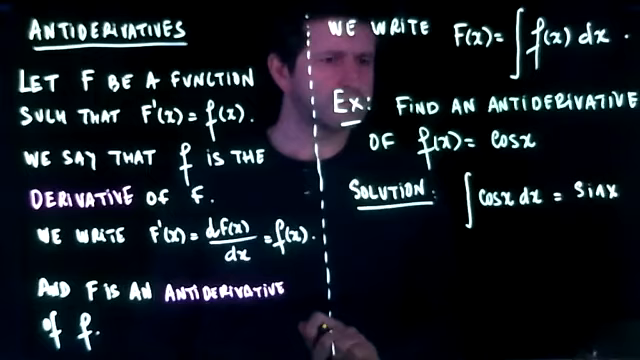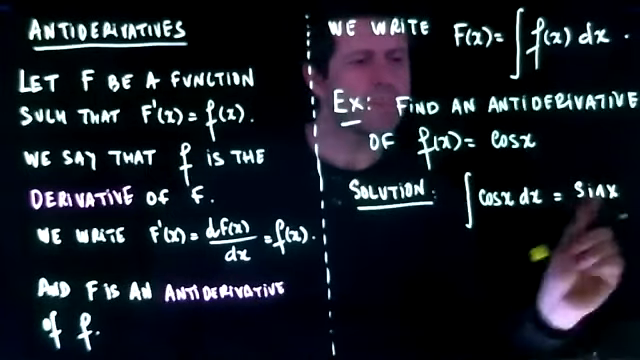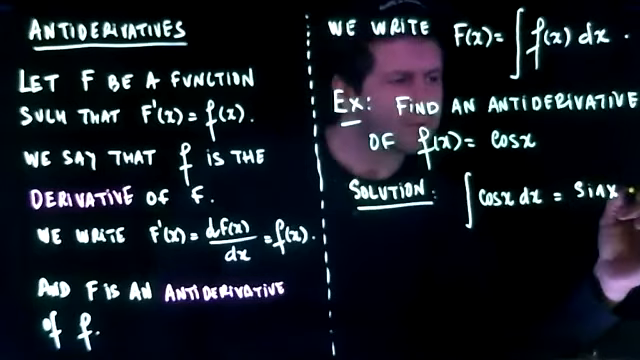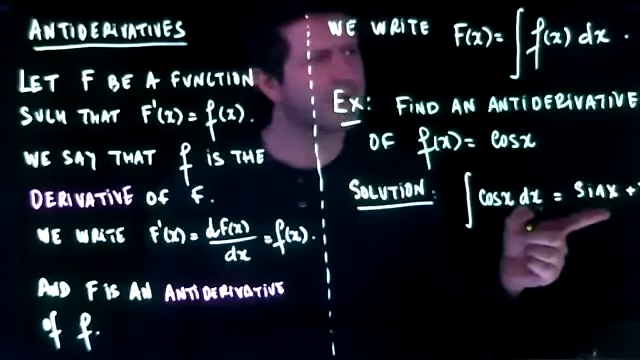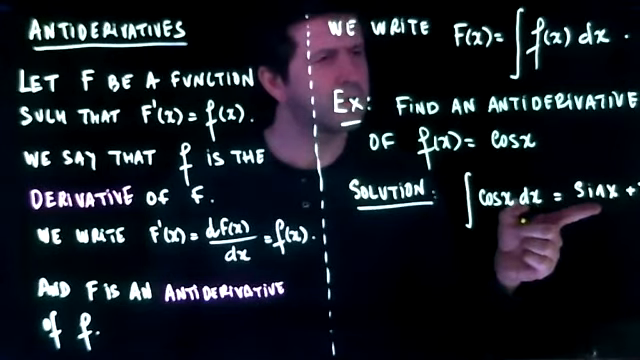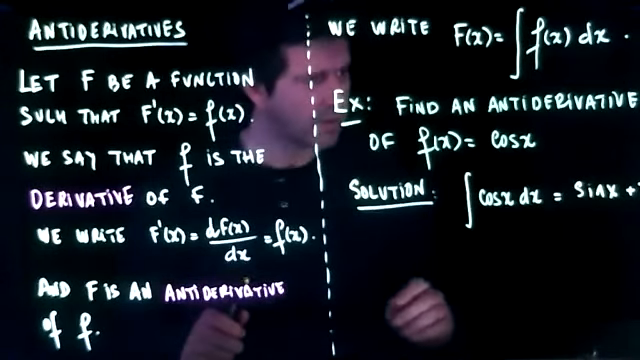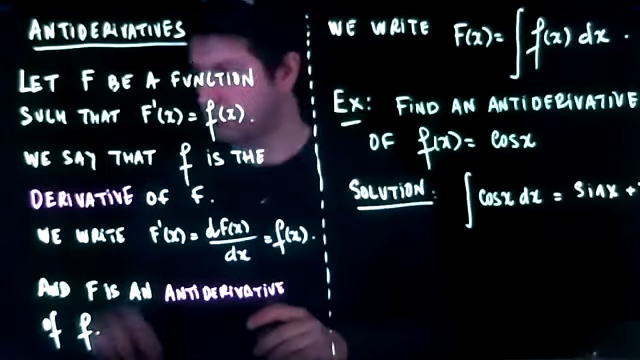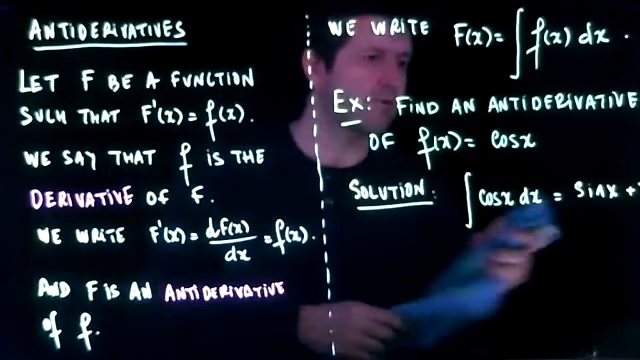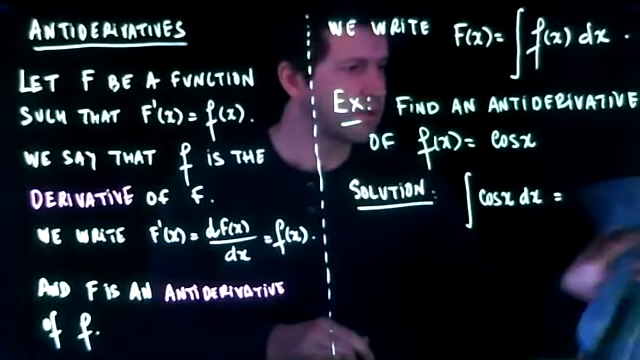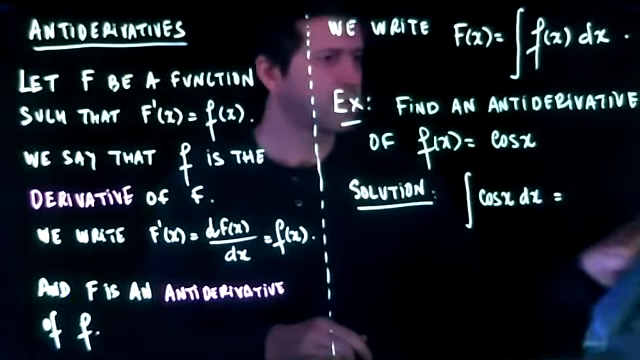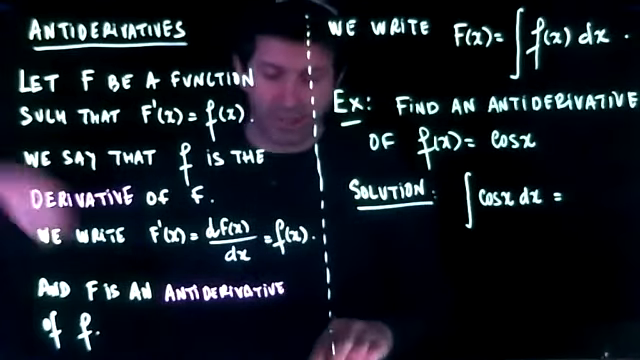Questions? The only problem is, how about this one? Could you see, or did it cut off? Is it negative cos x? No, it's cos x. The derivative of sine is cos. So it's a bit tricky.